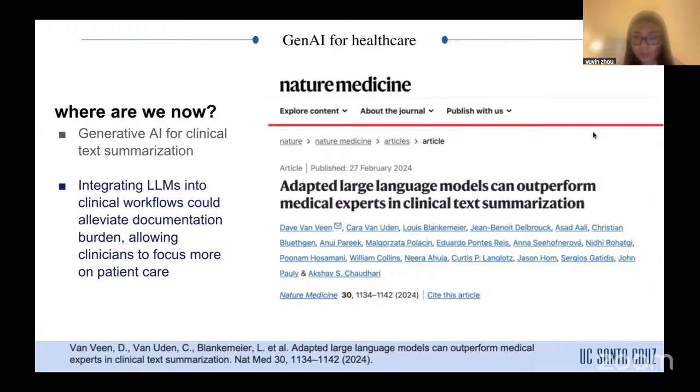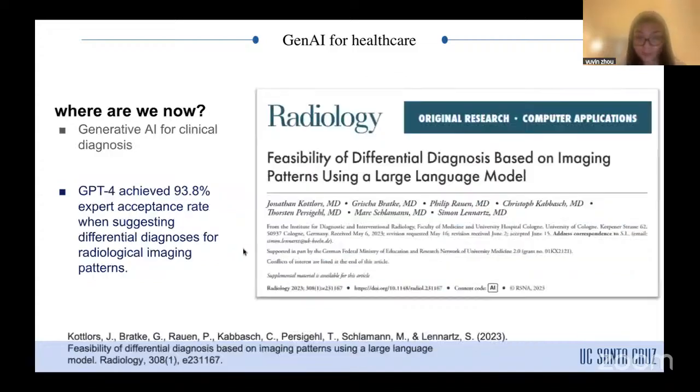So right now there are a lot of exciting advancements in the medical and healthcare domain, thanks to GenAI. Particularly, this Nature Medicine piece shows that adapted large language models can outperform medical experts in clinical text summarization. Basically, it integrates LLMs into clinical workflows, and that could alleviate the documentation burden and allow clinicians to focus more on patient care.